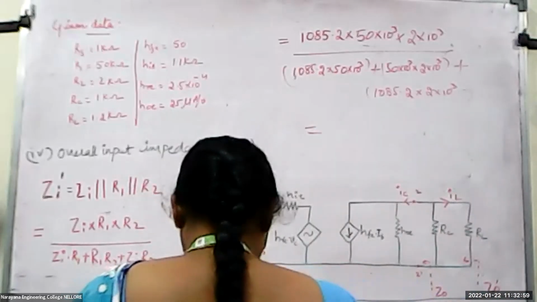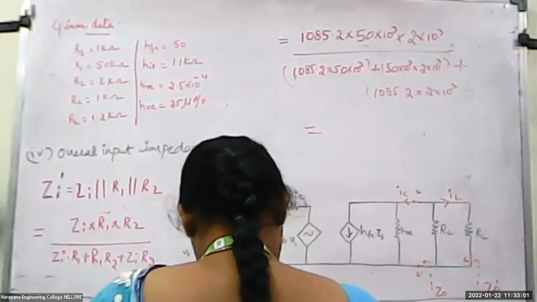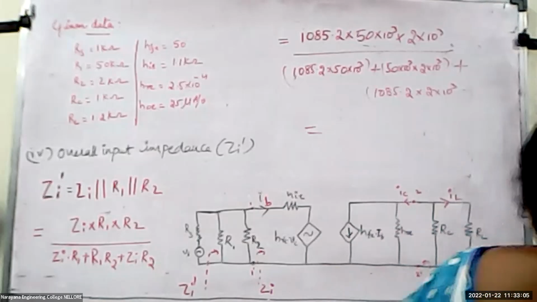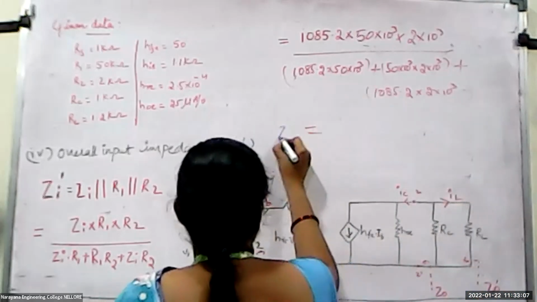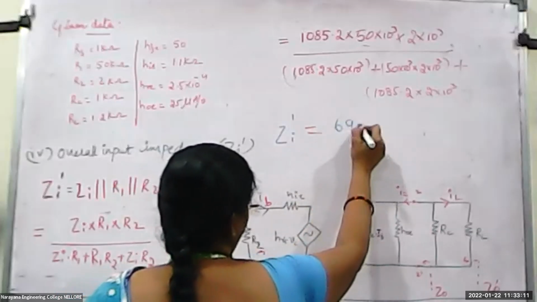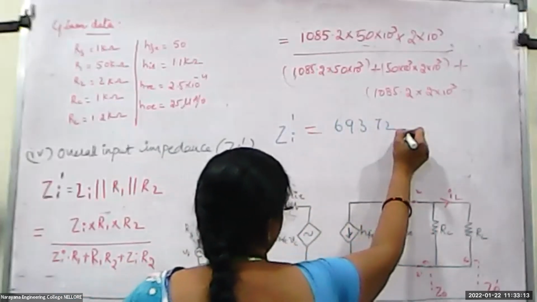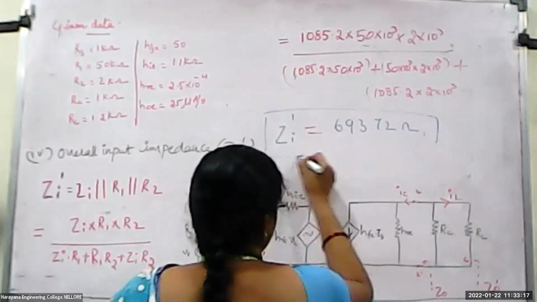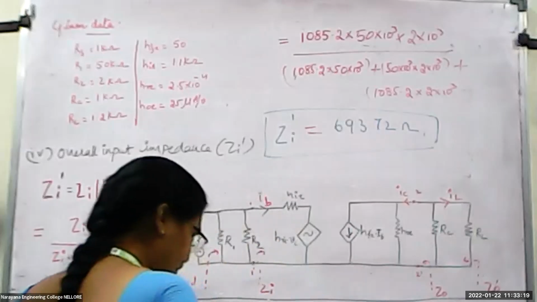693.72. Okay. You got Zi dash, overall input impedance, 693.72 ohms.